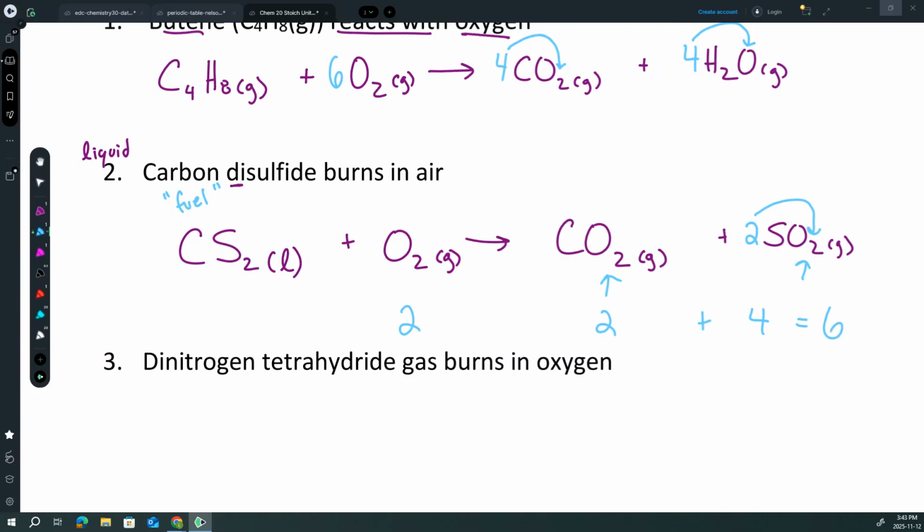Now we have to ask ourselves, 2 times what is equal to 6? Well, 2 times 3 is equal to 6. So now we have 6 oxygens on the reactant side and 6 oxygens on the product side. We are good to go. Everything is balanced.